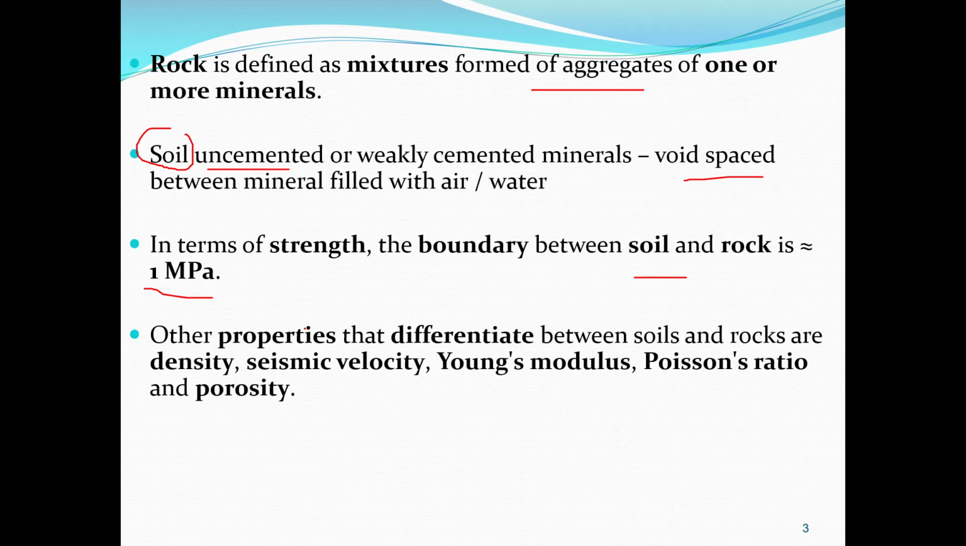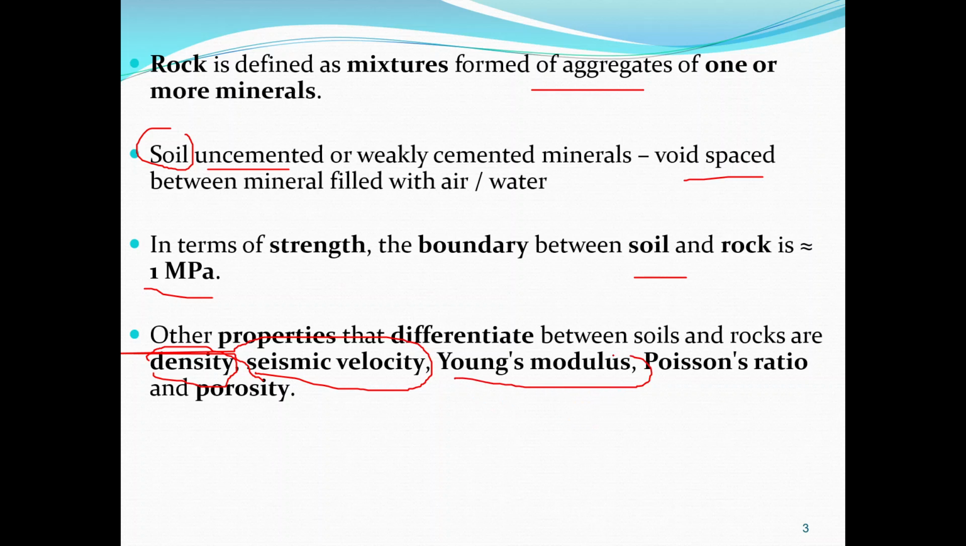The other property that differentiates soil and rock is density. Normally the density of rock is higher than soil. For example, granite has a density of 2,600 kilograms per cubic meter, whereas weathered soil, for example grade 6, is 1,700 kilograms per cubic meter, sometimes dropping to 1,600. In terms of seismic velocity, rocks are quite high. In granite, the compressive wave velocity is above 3,000, around 5,000 meters per second, but in soil it is normally less than 1,000 meters per second.